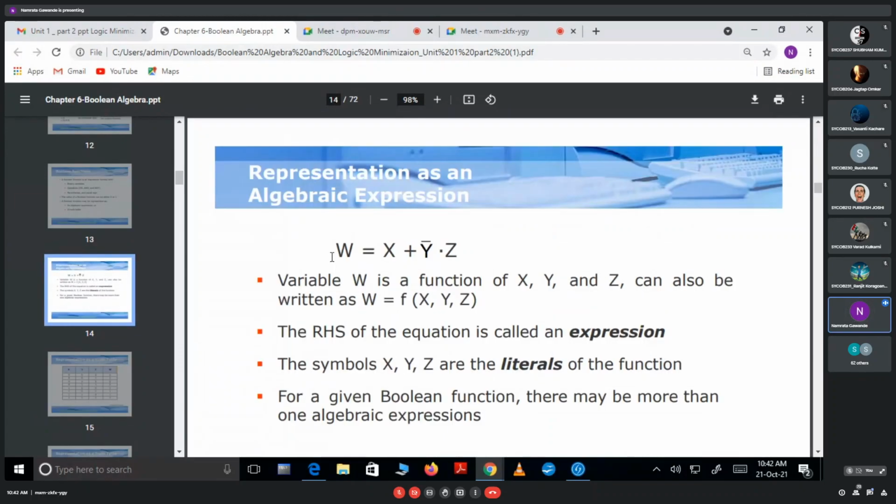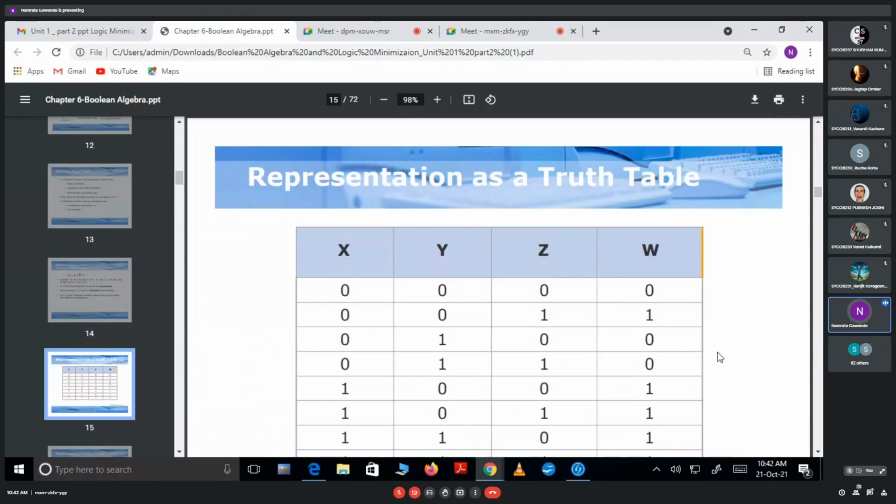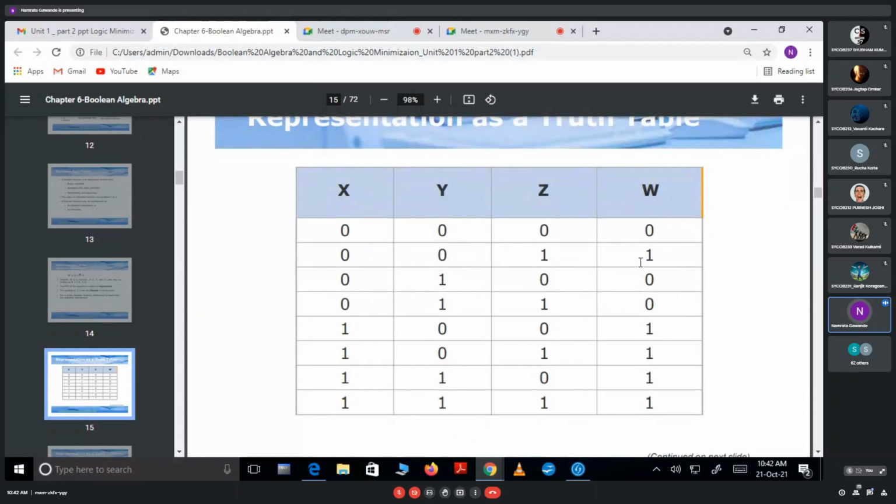Yes, students, how is this W calculated? Why are these values written in the truth table: 0, 1, 0, 0? Have you understood this? Yes, ma'am. Why is 0 written? Because here X plus Y bar dot Z is calculated. X plus Y bar dot Z means what? X is 0, right? Plus Y bar dot Z. Y bar means 1. 1 dot 0 is 0. Right? 1 dot 0 is 0.